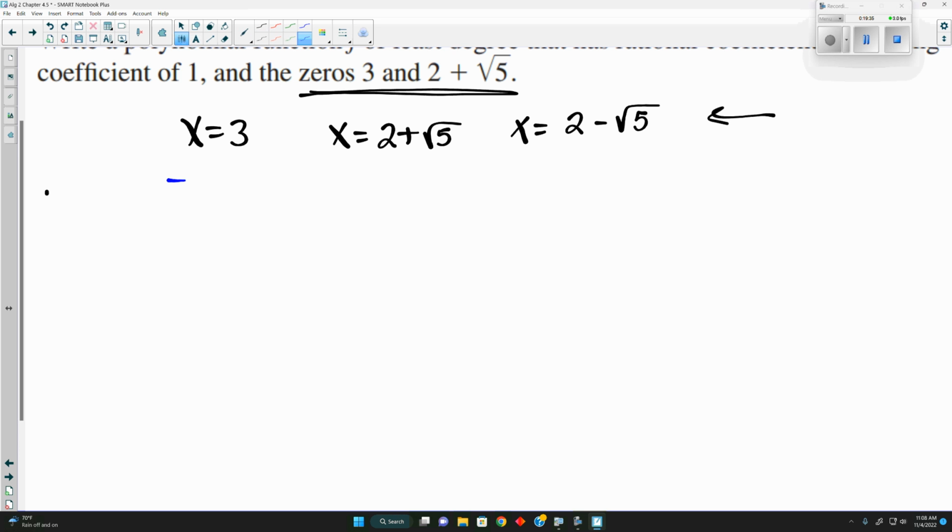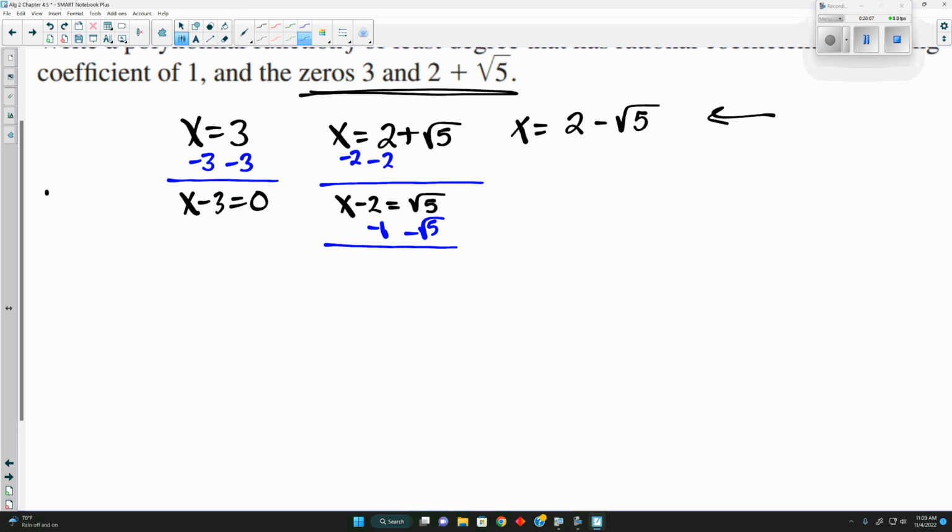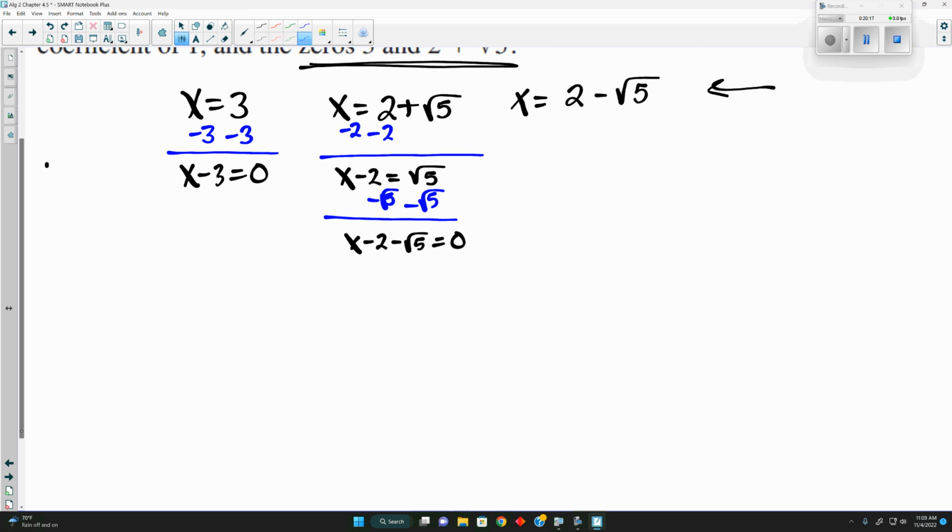So if we look at this one here, x equals 3, we're going to minus 3. So we have x minus 3 is equal to 0. We want to do the same for the other 2 here. So the first thing I can do here is subtract 2. 2 minus 2 is 0, so here we have x minus 2 is equal to the square root of 5. Now it's still not equal to 0, so we will subtract the square root of 5 from both sides, telling us that x minus 2 minus the square root of 5 is equal to 0. So now it is.